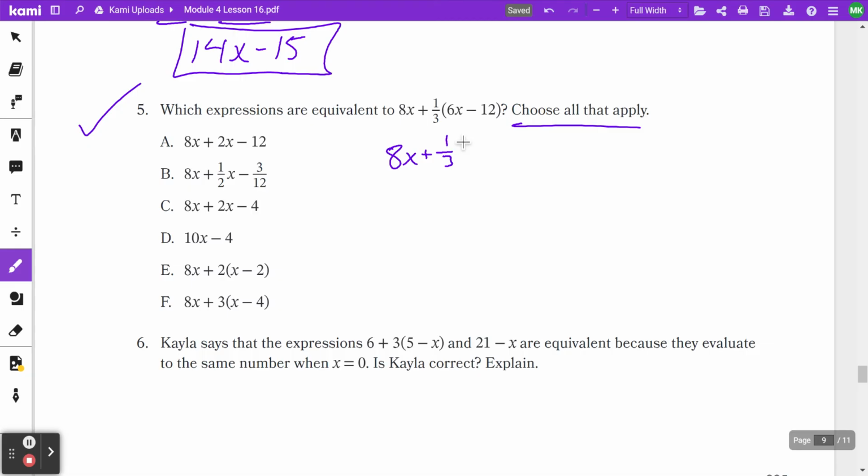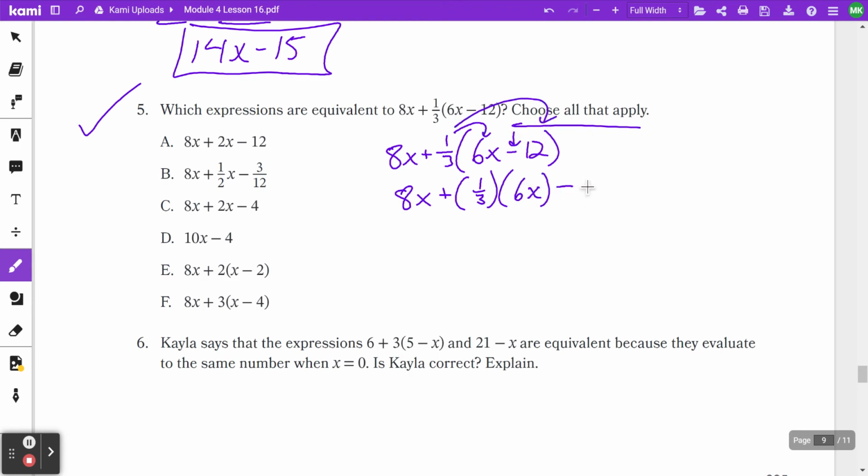And looks like there's a fraction involved. Okay, let's see. So let's distribute. So there's that 8x. All right, maybe I won't do all of this, but we'll do a little bit of it. All right. There's that 1/3. Sorry, that should be a third times the 6x, right? We distributed minus, right? See, there's the minus.